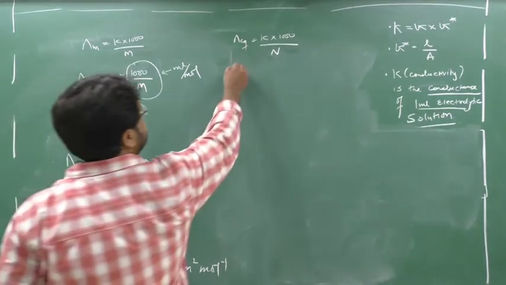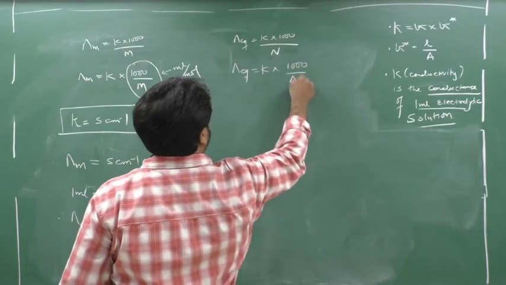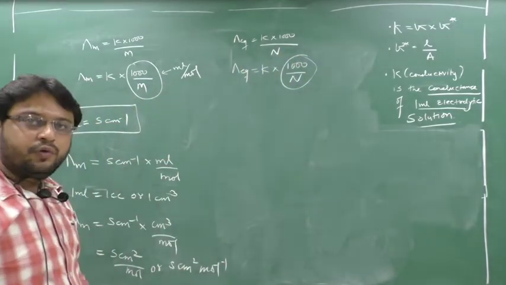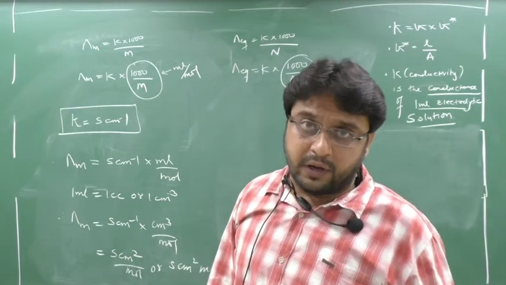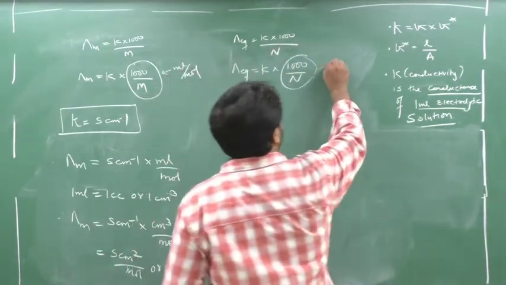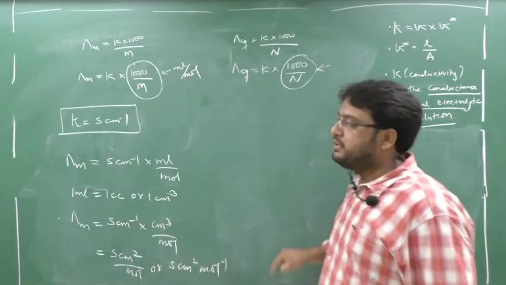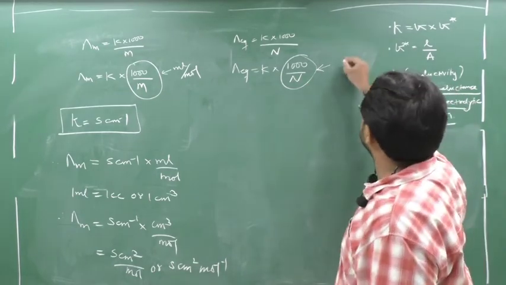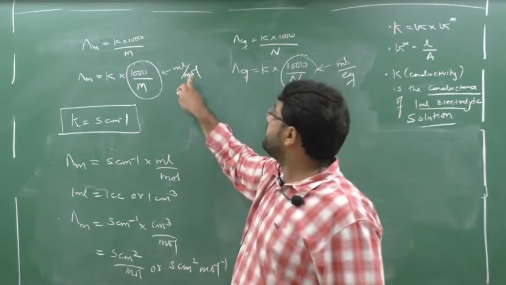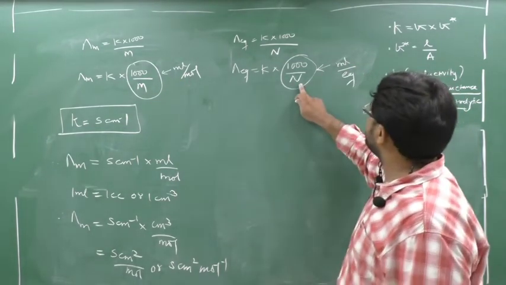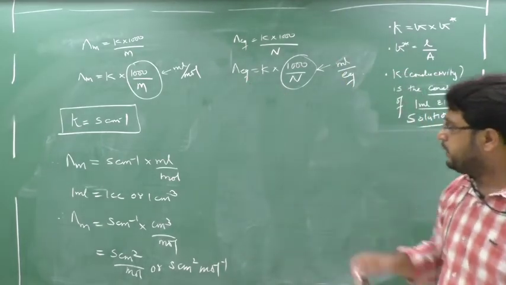Similarly, I can come here to lambda eq. So when I separate, k equal to 1000 upon N. Now this is also nothing but volume. Volume for how much? Volume in ml for 1 equivalent weight of electrolyte. Here it was for 1 mole, so I wrote ml per mole. Now it is for 1 equivalent, so I will write ml per equivalent. I wrote ml per mole because it is molarity. Now it is normality, and normality is related to equivalent. So this will be ml per equivalent.